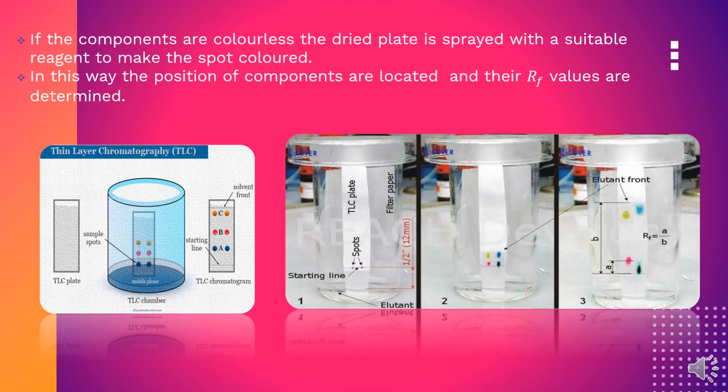If the components of the mixture are colorless, the dried plate is sprayed with a suitable reagent to make the spot colored. In this way, the position of the components are located and their RF values are determined. The pictures given below show the thin layer chromatography done in a laboratory.